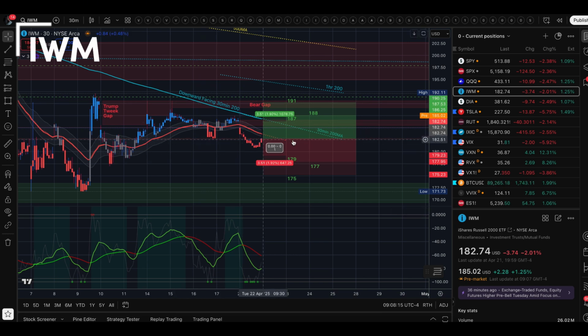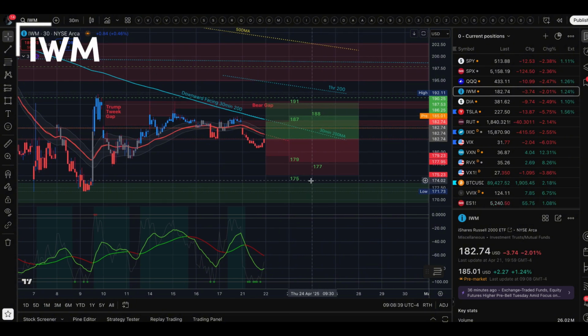We have the same setup here, 35 EMA above us, down gap, downward facing 30-minute 200 moving average. We're up in pre-market, so we're above this 35 EMA. We're right here underneath this down gap and 30-minute 200 moving average.